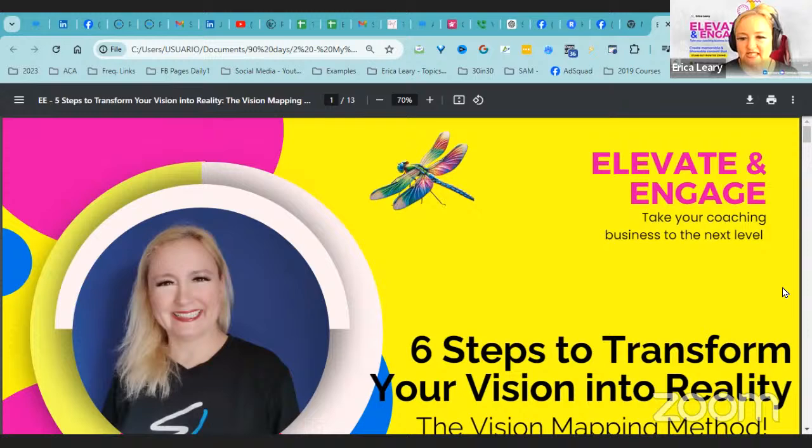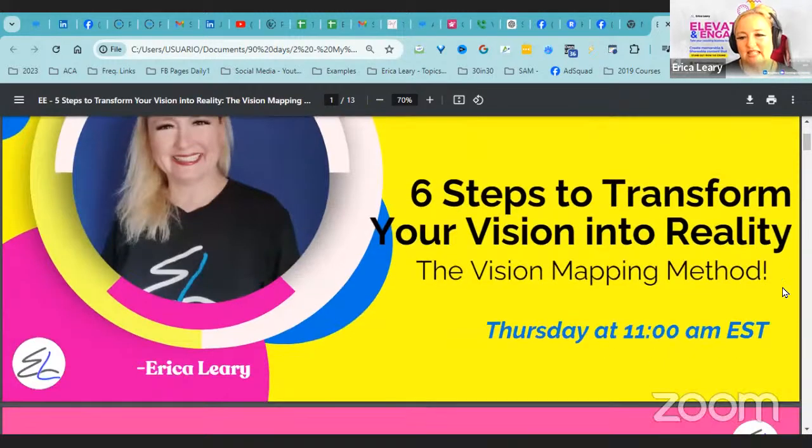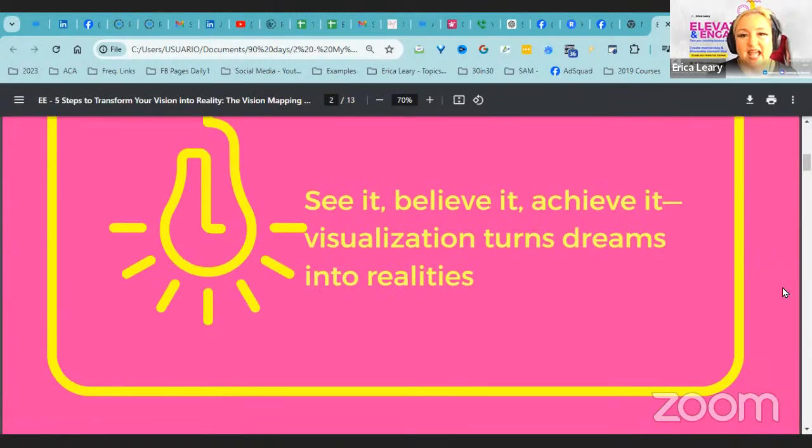So, 6 steps to transform your vision into reality: the Vision Mapping Method. See it, believe it, achieve it. Visualization turns dreams into realities. I think a lot of us kind of know it, believe it, but don't practice it. And here's what I want to talk about today more than anything. Yes, it's a refresher for a lot of you, but how many of you are actually putting it into practice on a daily basis? As we go through today, that's what I want you to have in the back of your mind.